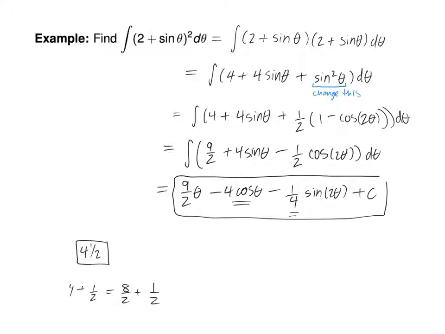Okay, so that kind of exhausts the possibilities for sines and cosines. Shouldn't 1/4 sine theta be positive? Nope. The derivative of sine is regular cosine. Right, okay, yes.